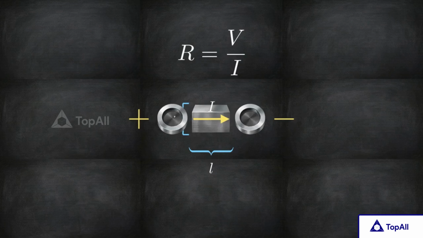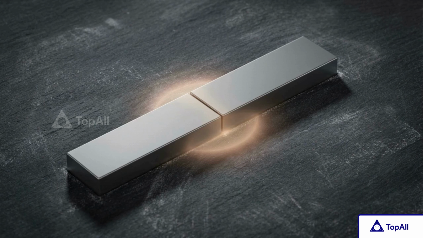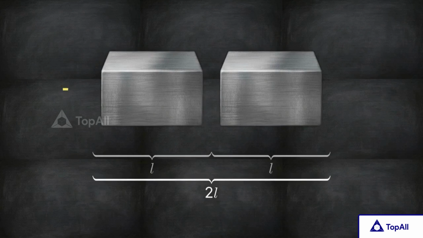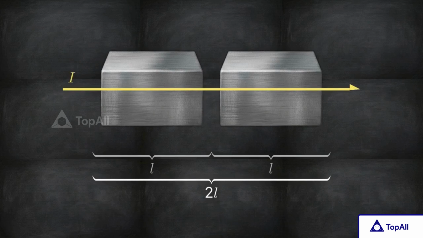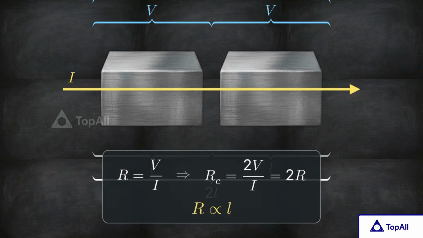Now, place a second identical slab side by side with the first. The total length of this new combination is 2L. Because these slabs are locked in a sequence, the exact same current I must travel entirely through the first block and then entirely through the second block. The potential difference across the ends of the first slab is V. The potential difference across the second is also V. So the potential difference across the entire combined length is 2V.